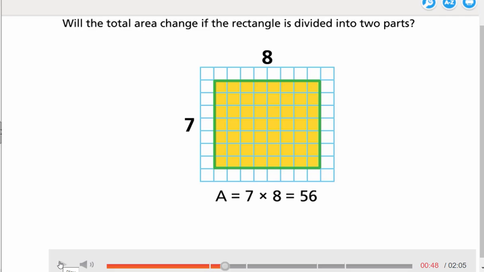The area will change, yes or no? The area is how many squares inside the shape, right? If we break the big rectangle into two small rectangles, the area will change? I think no, it will be the same inside the whole figure. So it will not change. Thank you, Hero.